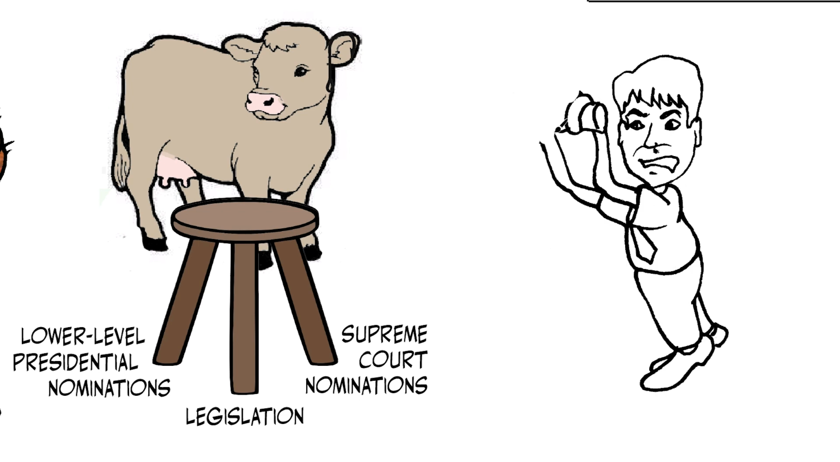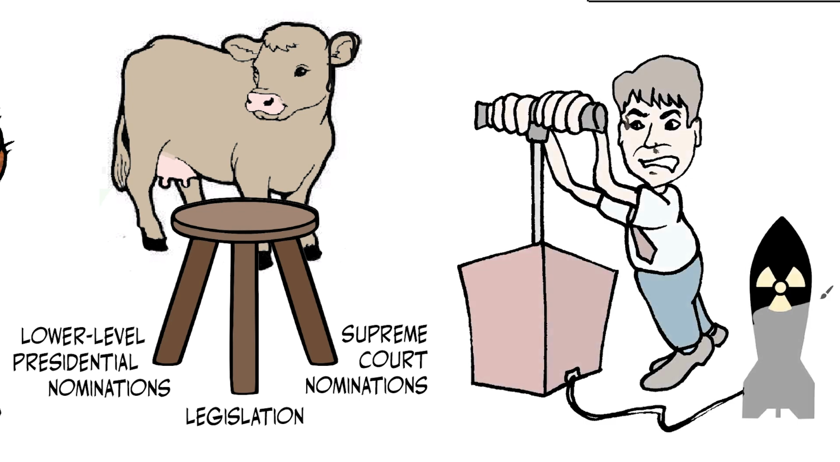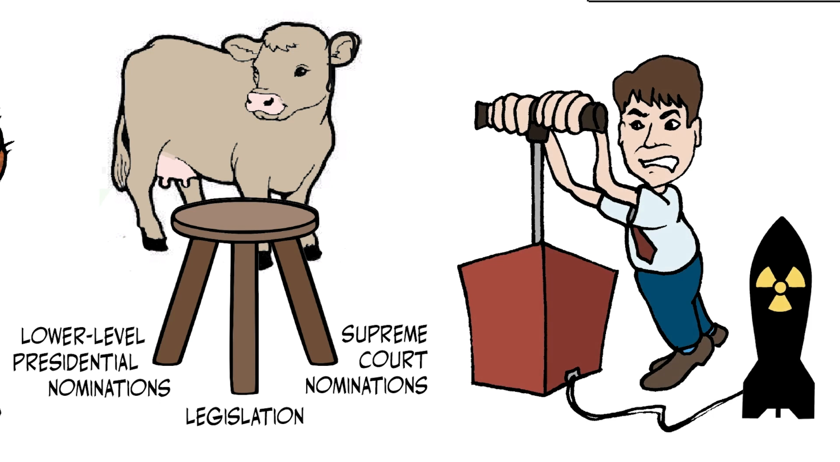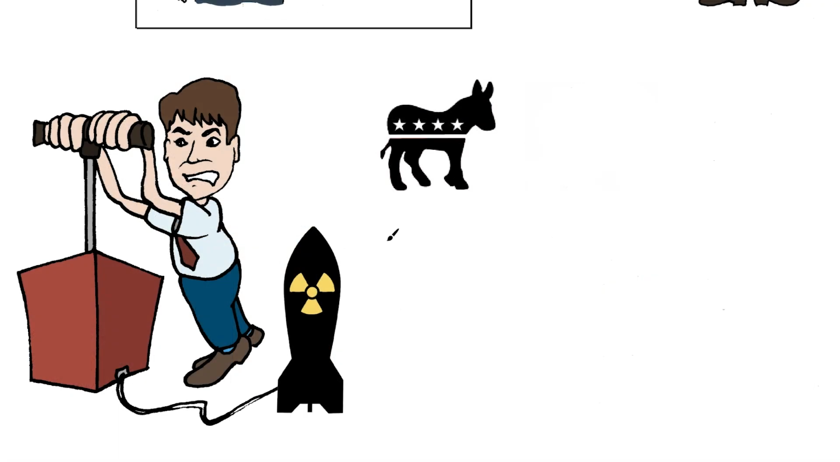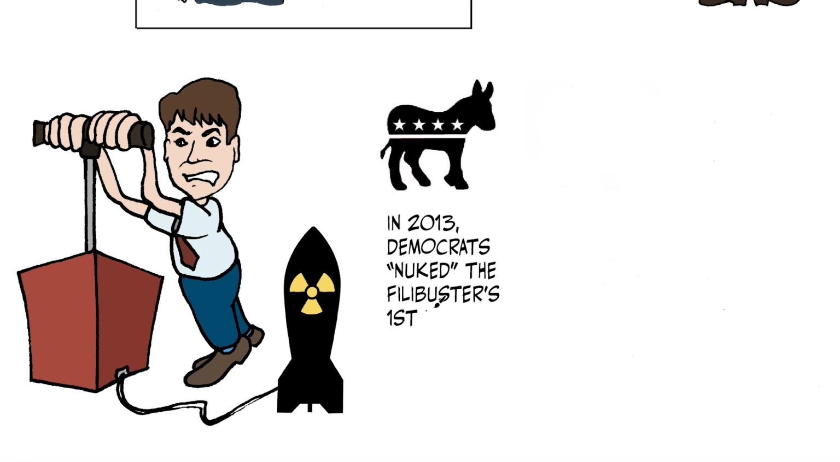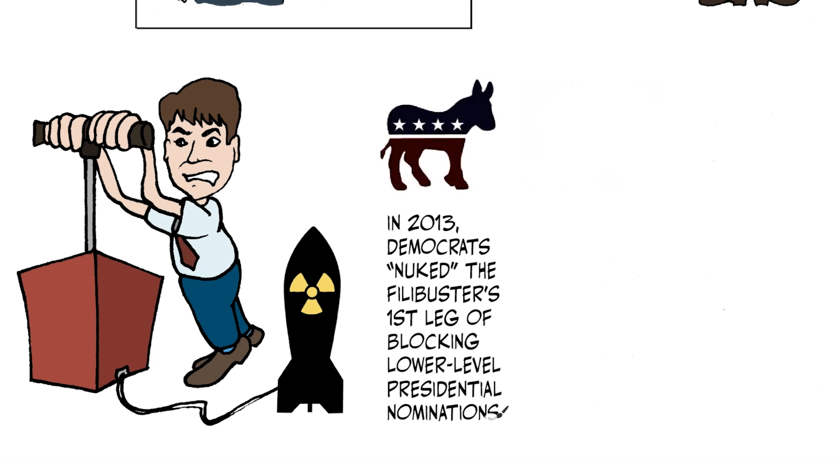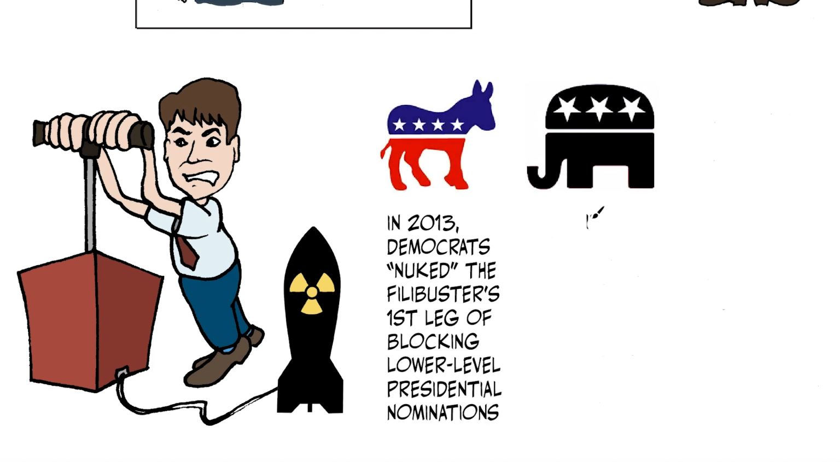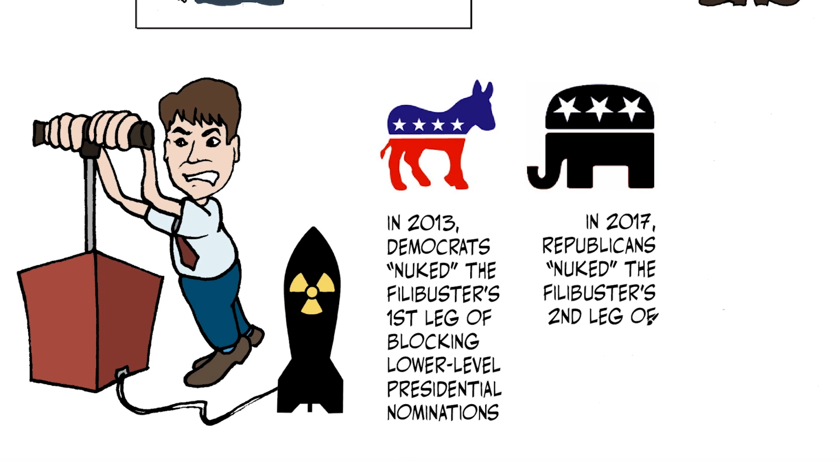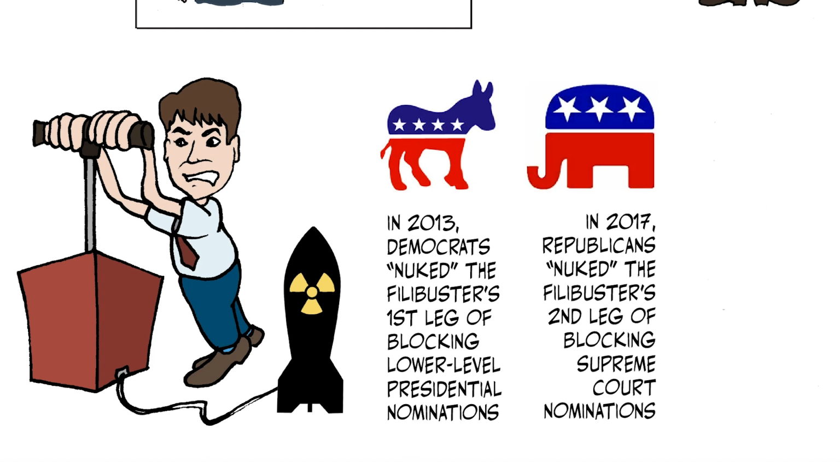In 2013, the Democrat Party blew up the filibuster's first option when they thought the Republicans were unfairly blocking lower-level presidential nominations. Republicans struck back in 2017 and nuked the filibuster's second leg and the Democrats' ability to block Supreme Court nominations so the Republicans could put their nominees on the Supreme Court.